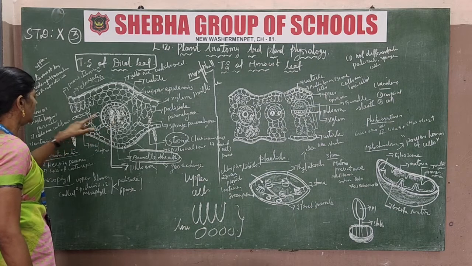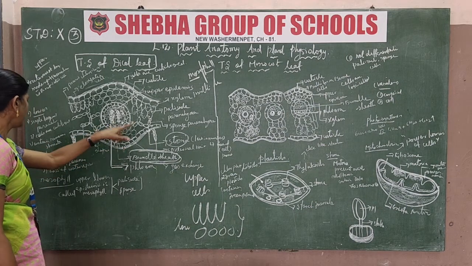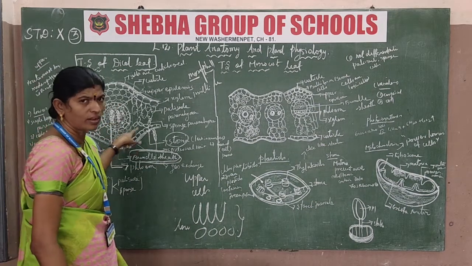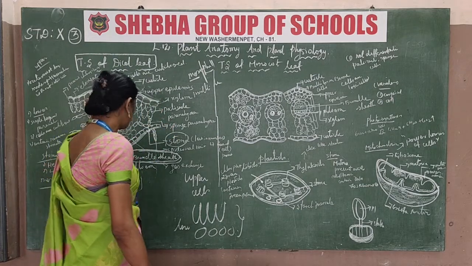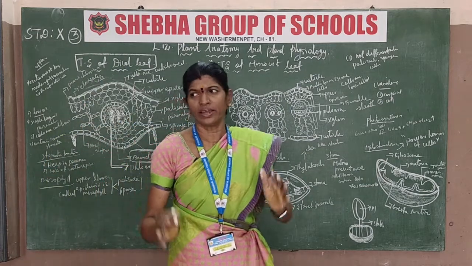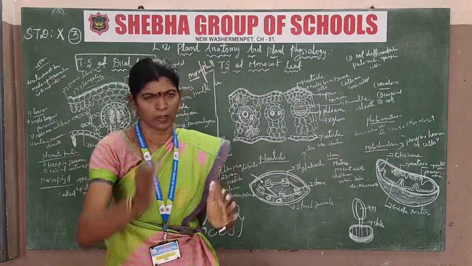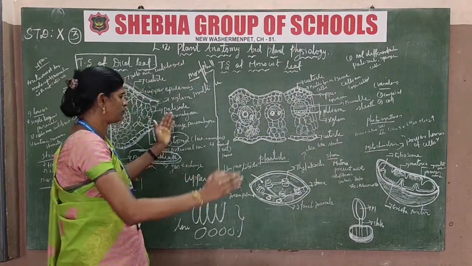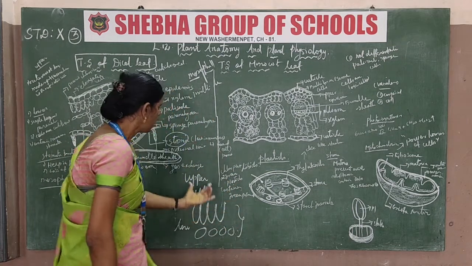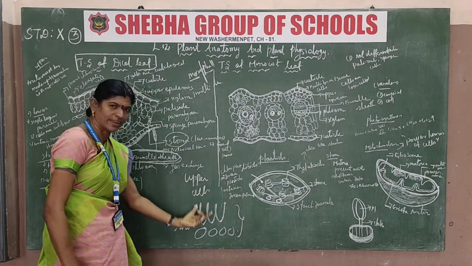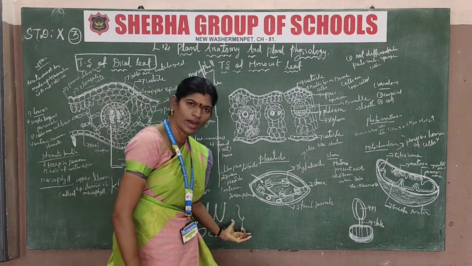The stomata is here, gaseous, less than water vapor. Okay. Next is the palisade parenchyma. Mesophyll is differentiated into two types. One is the palisade parenchyma and another one is the sponge parenchyma. Palisade parenchyma is elongated and chlorophyll is present.